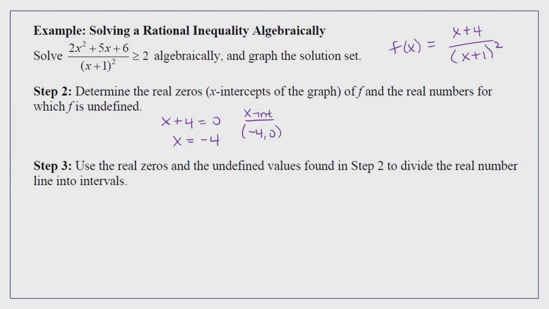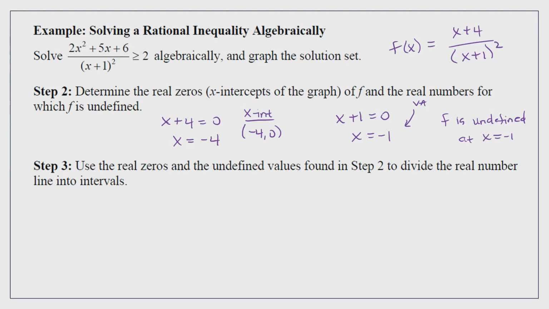Now we need to find where f is undefined. So that's going to be our vertical asymptotes. So that's where we set our denominator equal to 0. So that's going to be x equals negative 1. So this is our vertical asymptote, but it also tells us that f is undefined at x equals negative 1.